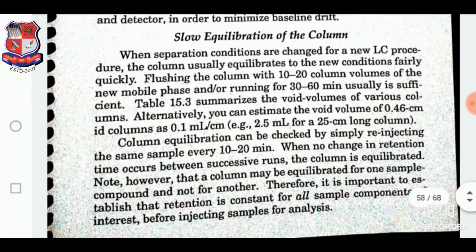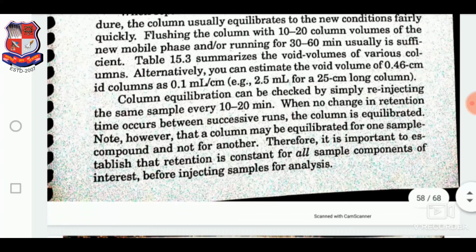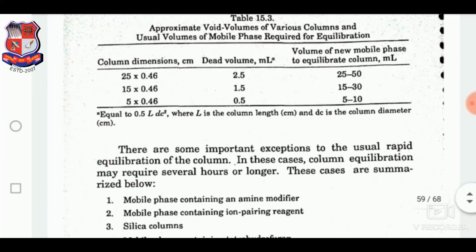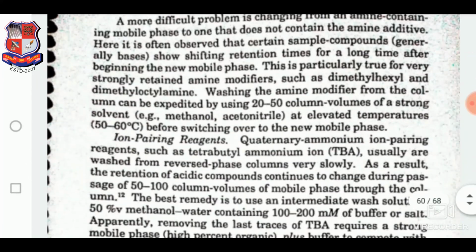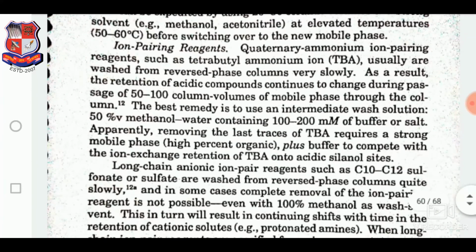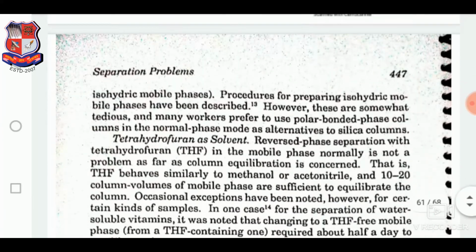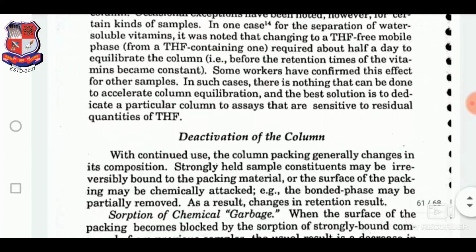Slow equilibration of the column is important because column equilibration is required for adequate separation. This is a table of approximate void volumes of various columns and the usual volumes of mobile phase required for equilibration. An ion pairing reagent is also used for enhancing that, like quaternary ammonium ion pairing and tetrabutyl ammonium. For silica columns, you can use tetrahydrofuran as a solvent.